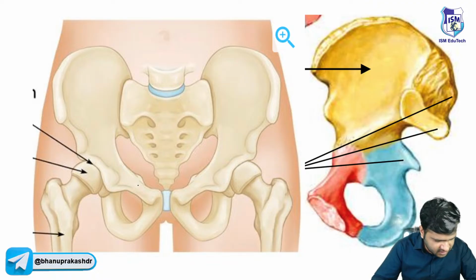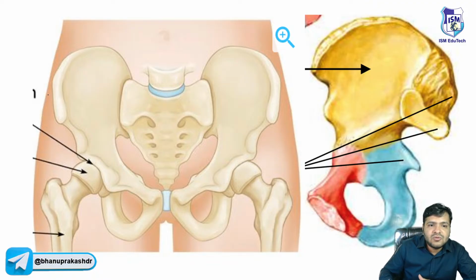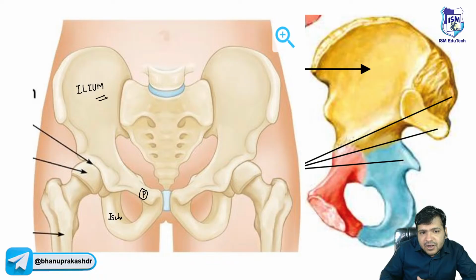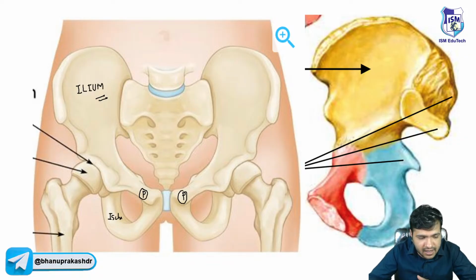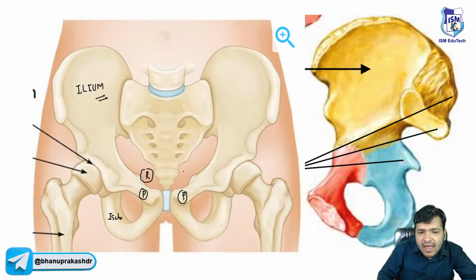Let's see it this way, everything will become clear. You already know this is the iliac bone, the iliac fossa, the ilium part. This is the pubis and this is the ischium. The pubis as compared to the ilium is down, so it is inferior, and it is coming in front, so it is anterior. It is the antero-inferior part, right in the front.